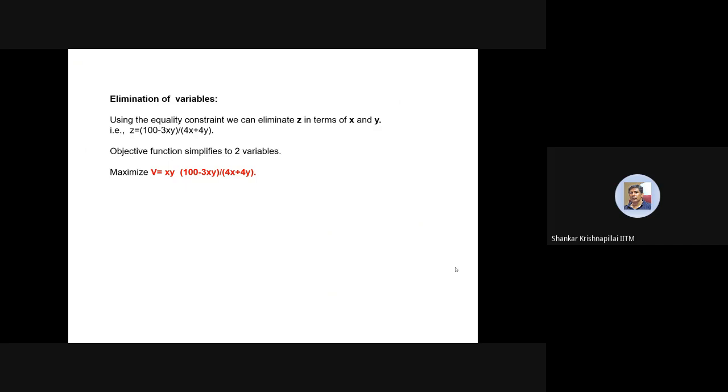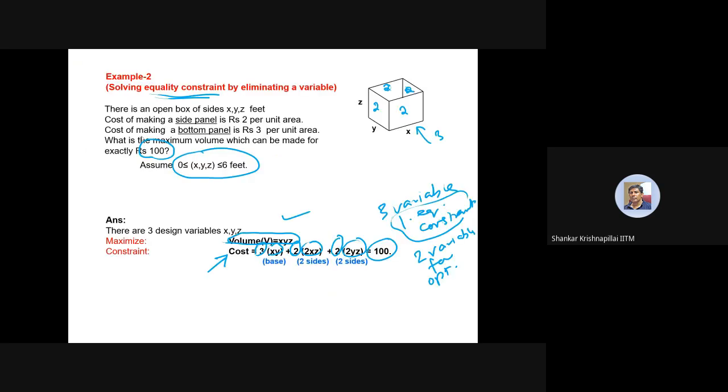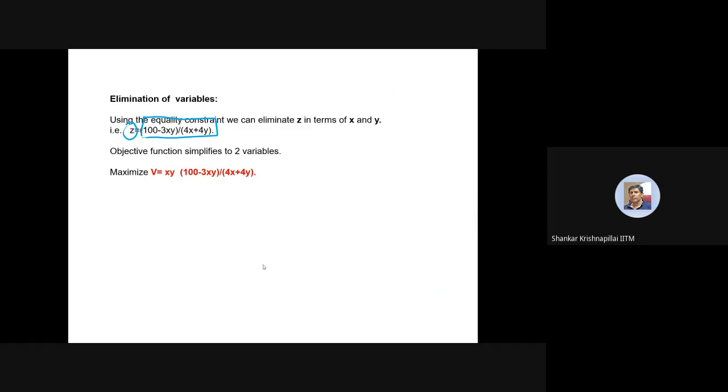Using the equality constraint, you can take z on the left-hand side, and all the other terms can be grouped on the right-hand side. Z appears in these terms, so z we can bring to one side, and the xy terms will come on the other side. That is what is written here. So z is written in terms of x and y.